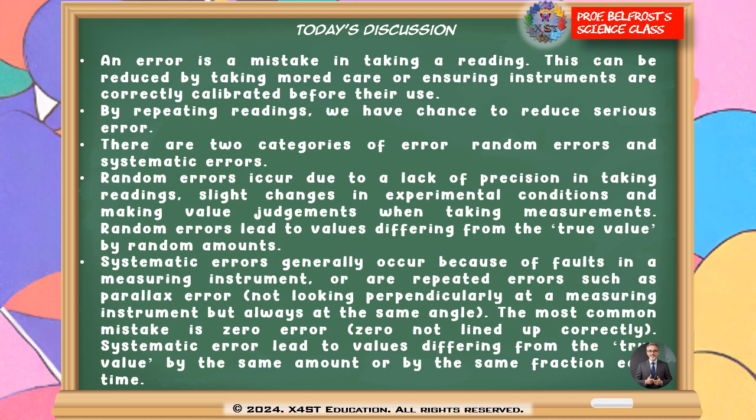While systematic errors generally occur because of faults in a measuring instrument or are repeated errors such as parallax error, which is when we are not looking perpendicularly at a measuring instrument. The most common mistake is zero error, where zero is not lined up correctly from the start when we are going to measure something. Systematic error leads to values differing from the true value by the same amount or by the same fraction each time we do some measurement.